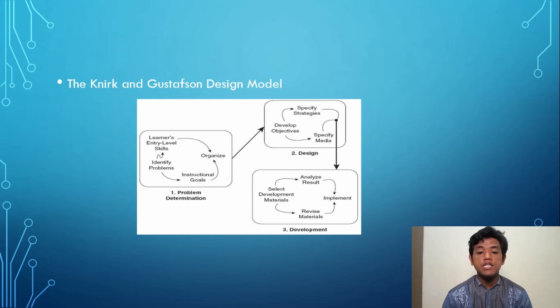Problem determination involves the identification of a problem and the setting of goals. In addition, the development of objective and strategy specification are included in the design stage. Development is where the materials are developed.